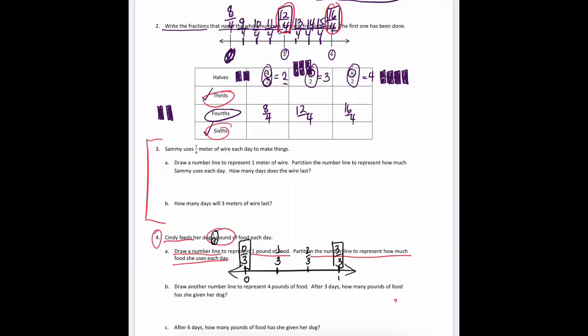Now it says she feeds her dog 1/3 pound of food each day. So that means I'm going to use my blue marker. This 1/3 right here is for the first day. This 1/3 right here is for the second day. And this 1/3 right here is for the third day.